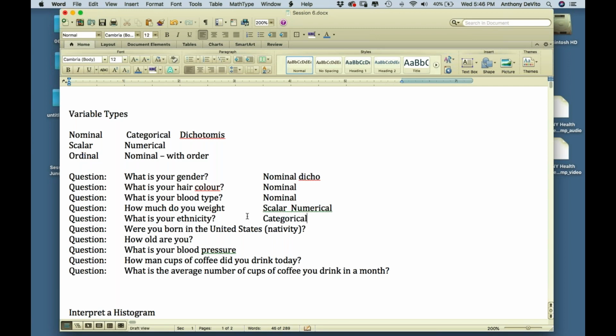Now let's get somebody else a chance to answer here. Were you born in the United States? That's often called nativity. The answer to that question is nominal. What special kind of nominal? Dichotomous, exactly. That's another dichotomous. How old are you? Age again is numerical or scalar. What about blood pressure?